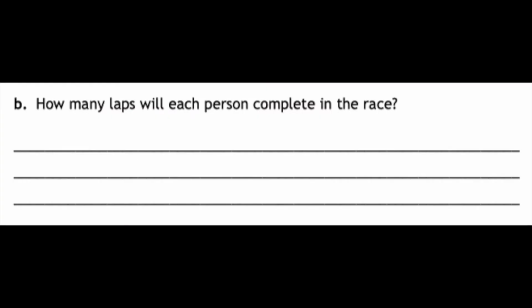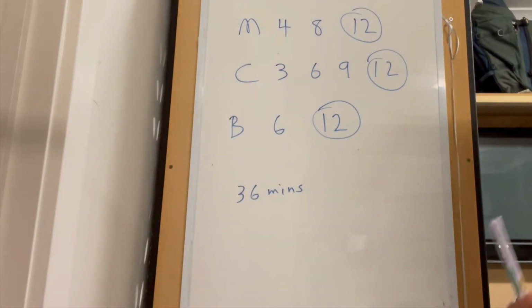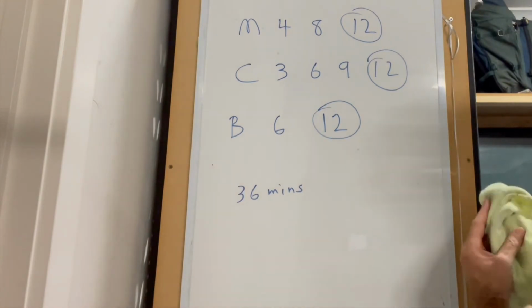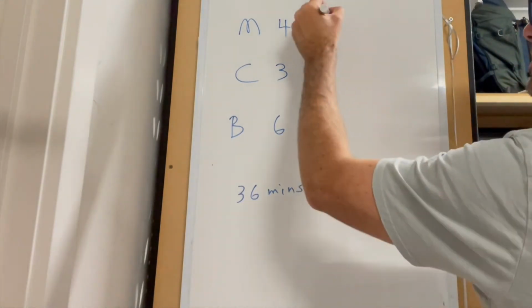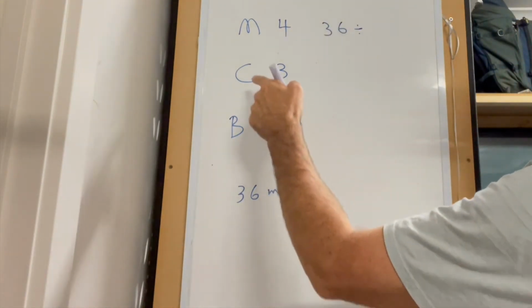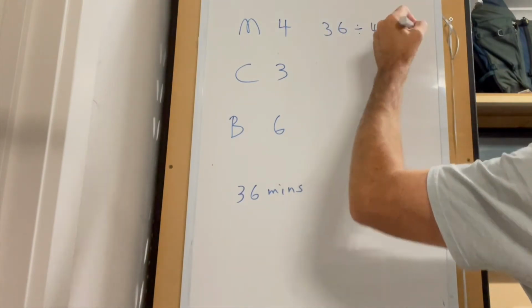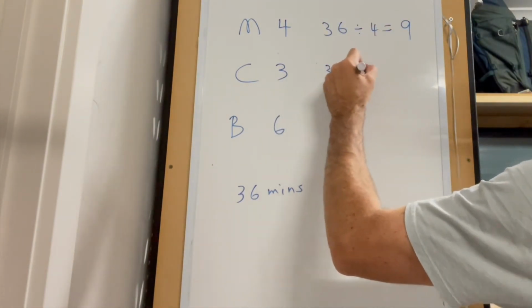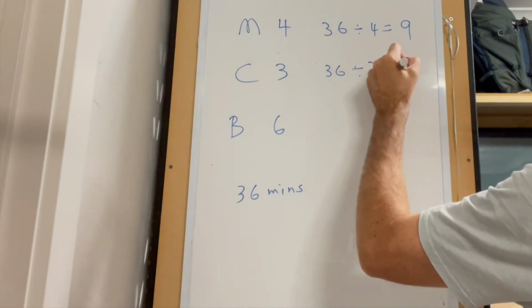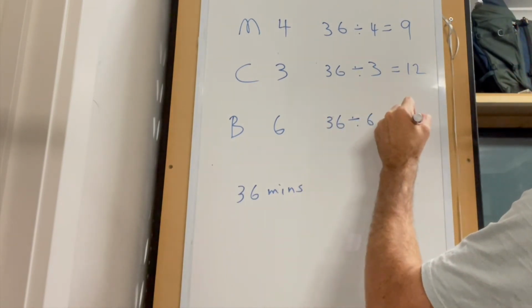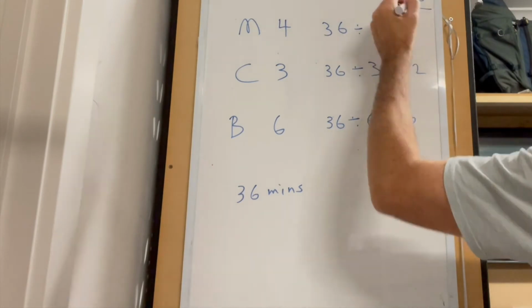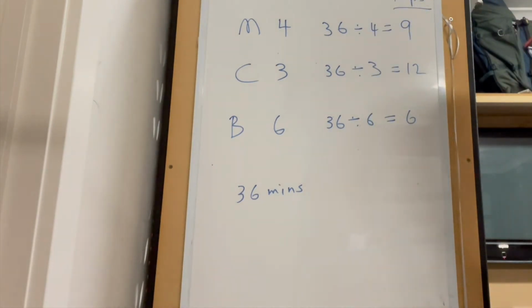Now the race itself goes for 36 minutes. Okay, and so what we're looking for here is how many laps each of them will complete. So to calculate how many laps they'll complete, it's just a case of doing a simple division, okay? In 36 minutes, Michael will do, okay, 9 laps, okay? Chelsea will do, divided by 3, she will do 12 laps. And Blake will do 6 laps. So that's the number of laps each of them will complete in that 36 minutes, okay? So that's pretty straightforward, okay?